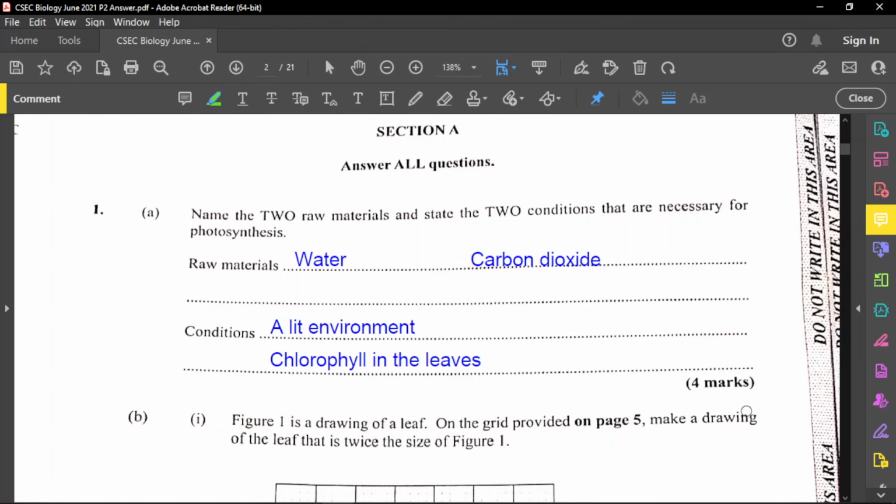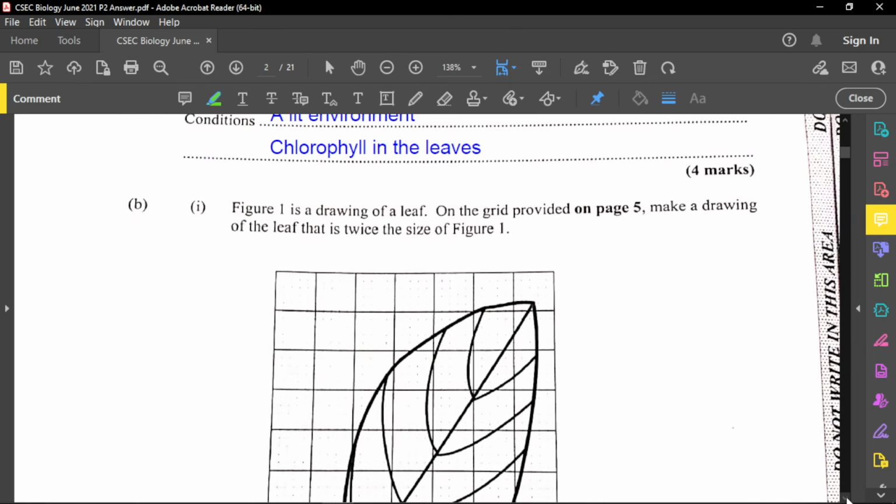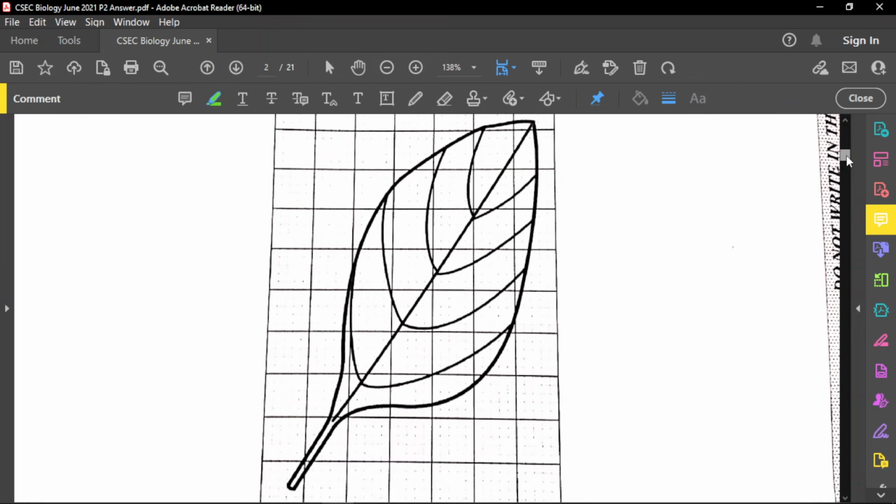All right, so let's go into part B, section 1. Part B1 reads that figure 1 is a drawing of a leaf. It's on the grid provided on page 5. Make a drawing of the leaf that is twice the size of figure 1. What I've done is to measure the grid along the leaf and also across the leaf, and that will give me a general idea of how big the leaf is.